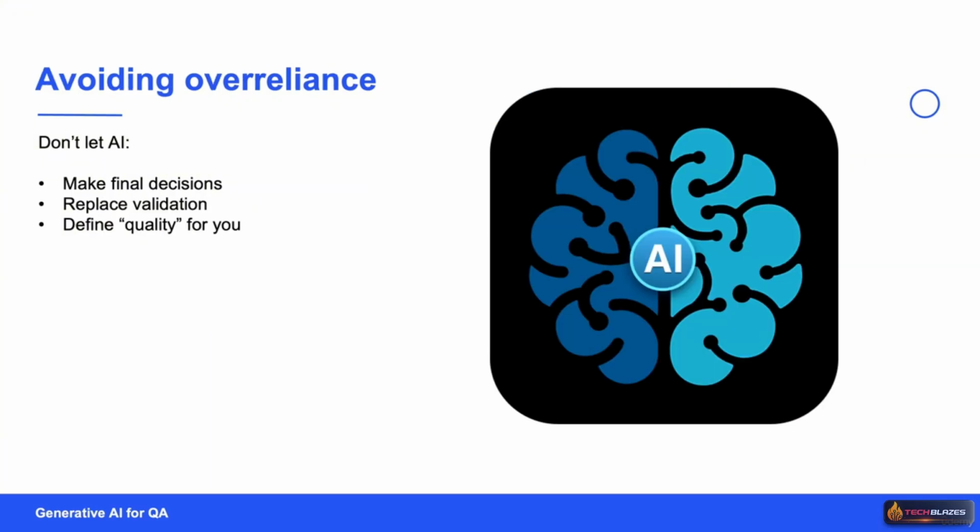But here's the trap, and I see it happen all the time. People start trusting AI too much. They stop checking results because it looked fine. That's a big mistake. AI can generate ideas, but it shouldn't make final decisions. Only you can define what quality means for your project. Use AI as your assistant, not your manager.